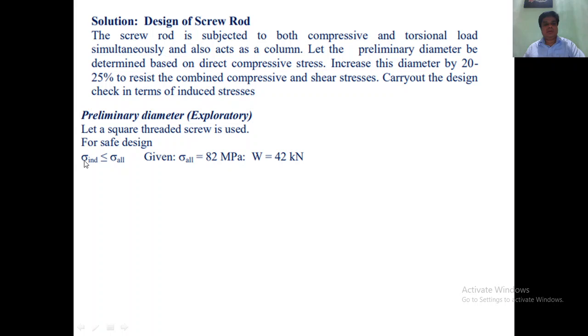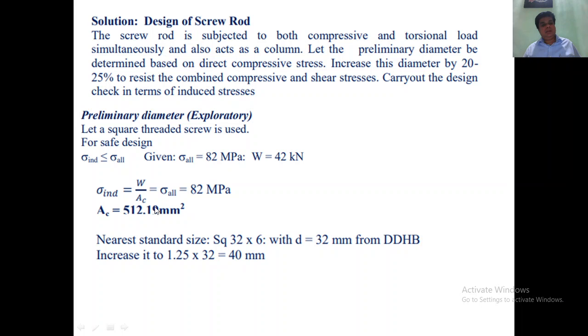The diameter, because the stresses are given. For safe design, whatever stress is induced in the screw rod or the screw thread should be less than the allowable stress. Whatever stress is induced in the material of the screw rod should be less than the allowable strength of that material. Only then it will be safe. So first we will calculate the induced stress here.